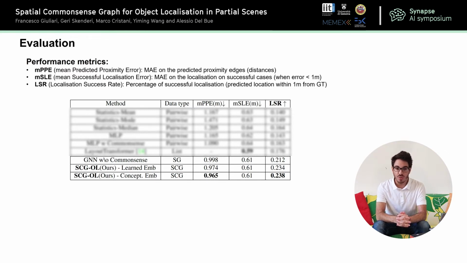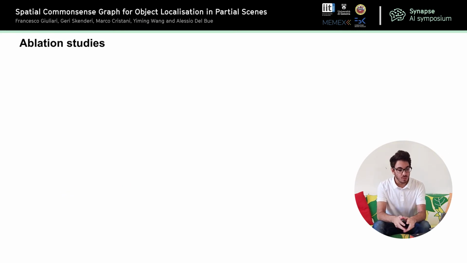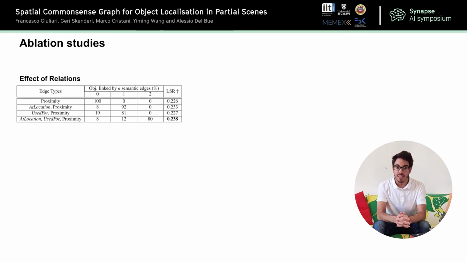And finally, we have 2 variants of our full approach that use the spatial Commonsense graph in its entirety. We have first tried with the learner embedding, and then with the word embedding provided us from ConceptNet. And with those, we are able to achieve an LSR of 23.8%, that compared to the previous state-of-the-art approaches is 6% higher.